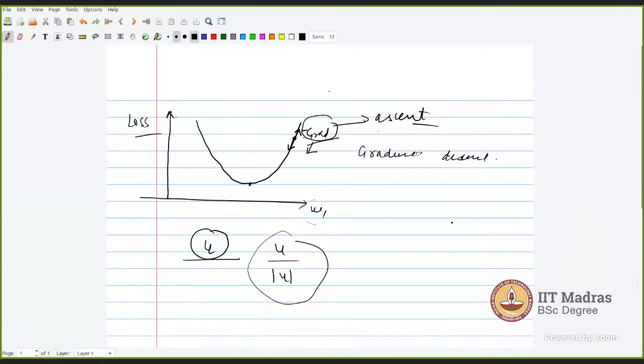Ma'am, if our ascent value is already negative, then that means the function is already decreasing in that direction. So then negating it won't be any help, right?